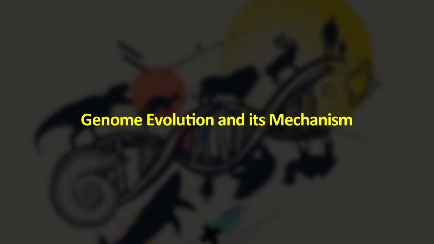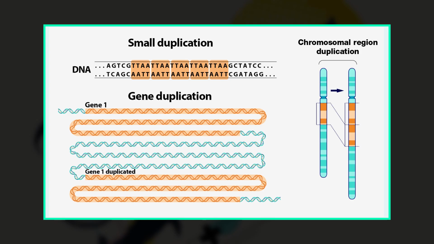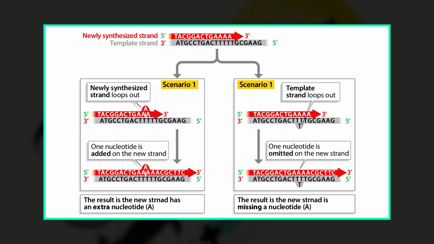Dear students, let's now discuss genome evolution and its mechanisms. Gene duplication is a term used to describe the process of copying a gene from one place to another place. The duplication of a specific area of DNA is what this is called. It happens as a result of recombination, aneuploidy, transposition, polyploidy, and a mistake in DNA replication, among other things.